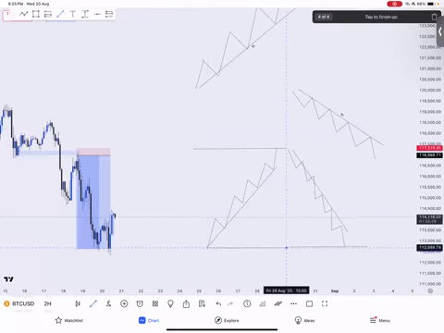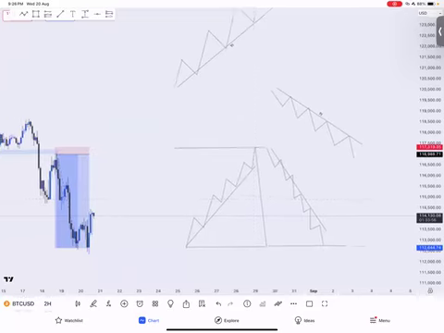It means that if this uptrend should eventually change structure to a downtrend, where the market is going to go first is to clear this trend line liquidity. That means it's going to sell until it takes out this low where the trend began from.